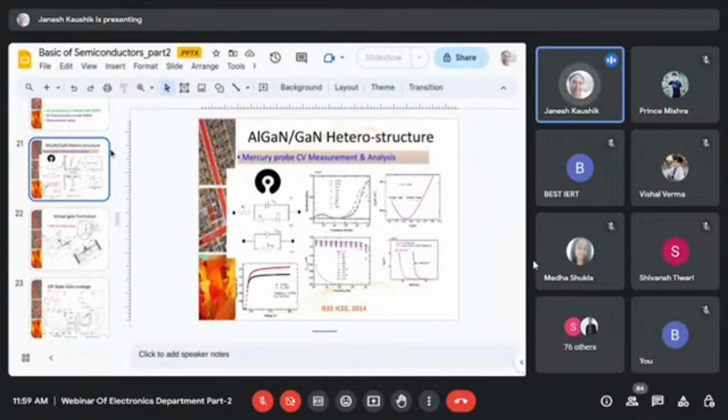Based upon this first measurement, after that we fabricate the device. We clean that epitaxial layer completely, we process it, we make the device. After making the device, again there are certain issues. So to understand those issues, I am introducing one more concept here: the virtual gate formation.